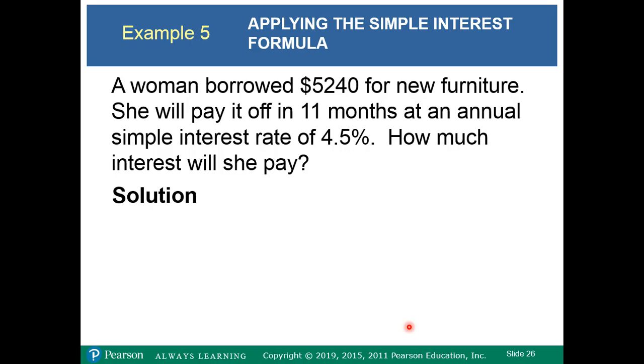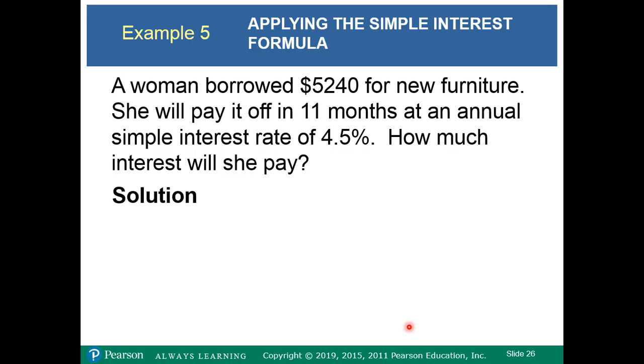So a couple of things to make sure of. The first thing is remember the interest rate is an annual interest rate, so it's 4.5% per year. But notice that the amount of time she's going to have the loan for is in months. So we've got to convert that to years. So how many years is that? Well, we're going to have to change that from months to years. How are we going to convert it? Well, we use the fact that 1 year is equal to 12 months.